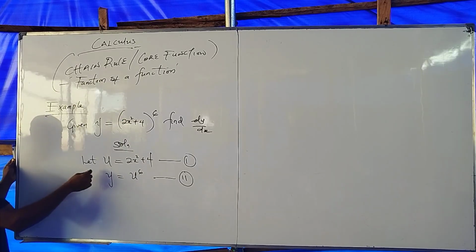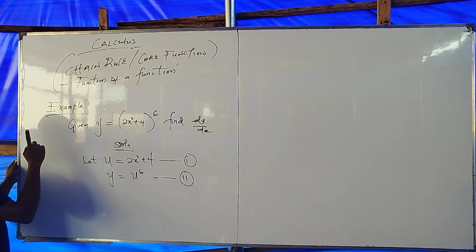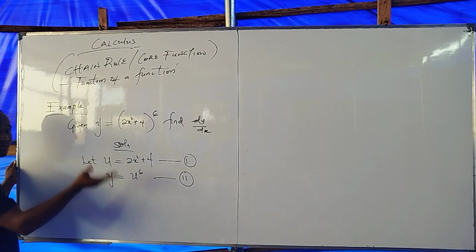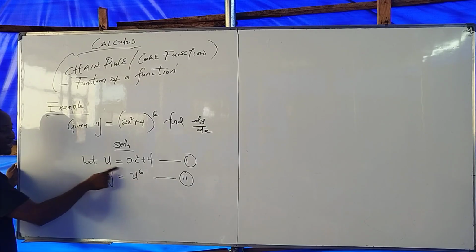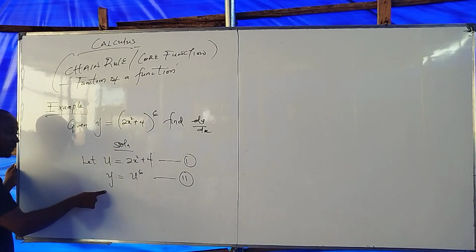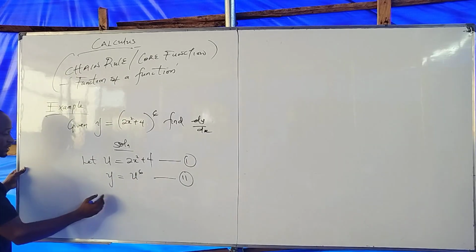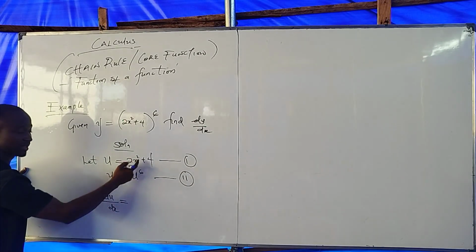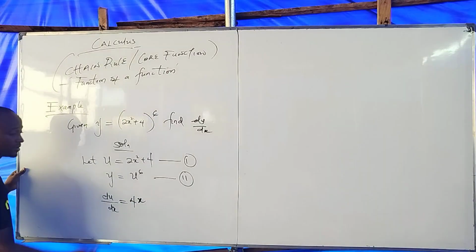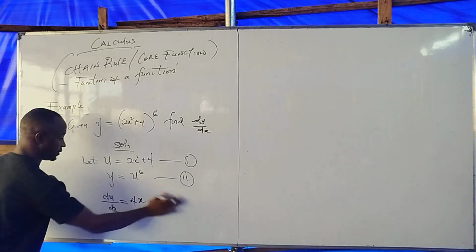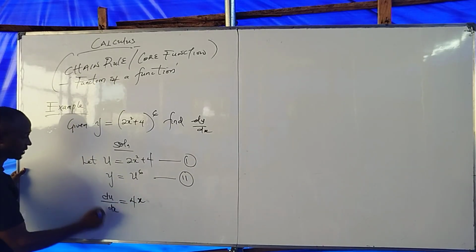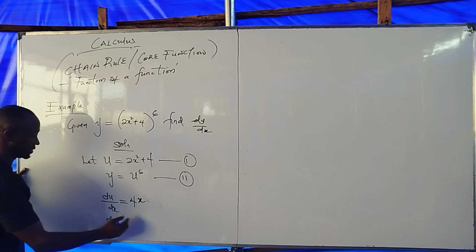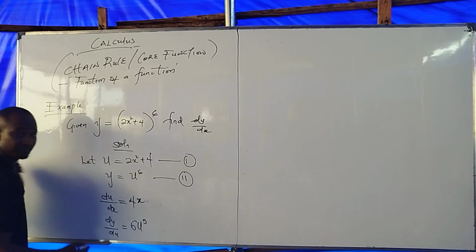Then I differentiate these two equations using the power rule. You know the power rule: multiply the power by the coefficient of x, and subtract 1 from the power. So I differentiate u with respect to x, and y with respect to u. Differentiating u, du/dx: what is 2 times 2? That gives us 4x plus 0, which is 4x. Then differentiating y with respect to u, dy/du, gives us 6u raised to the power 5.